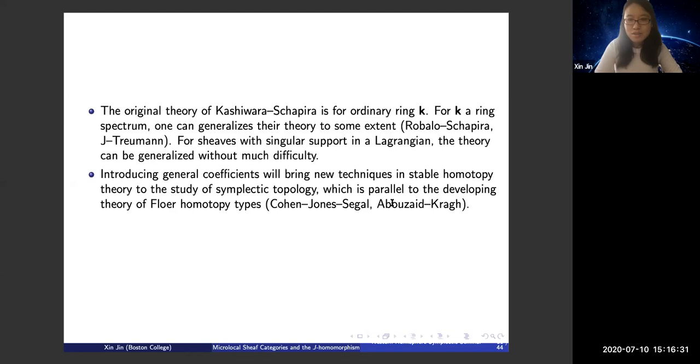So similar to the developing theory of Lagrangian homotopy types by Cohen, Jones, Segal, and Abouzaid, Kragh, and I guess also some subsequent works. The hope is that if you introduce general coefficients and bring new techniques from stable homotopy theory, you might be able to say something more about symplectic topology, to have some more results about Lagrangian submanifolds in a symplectic manifold.